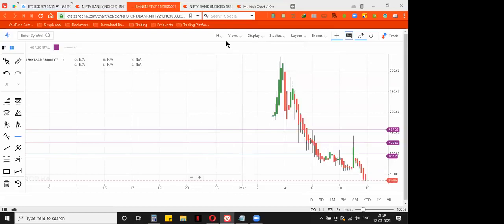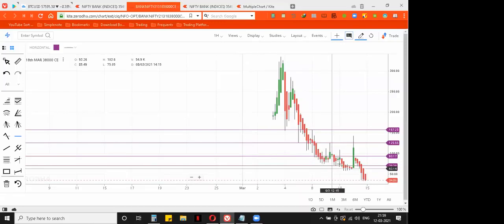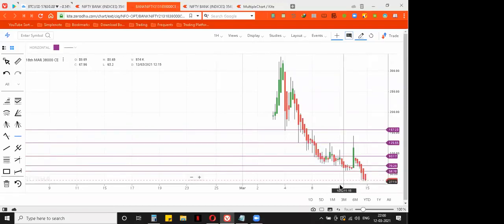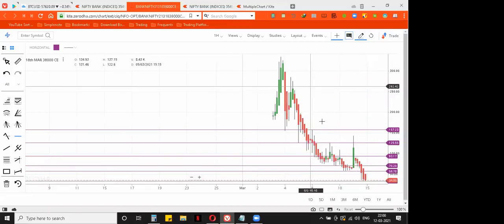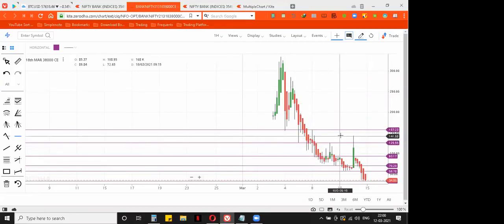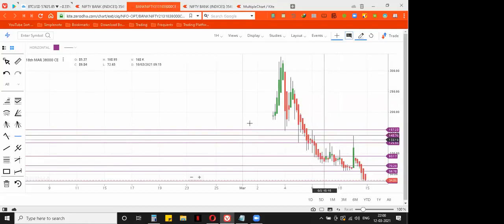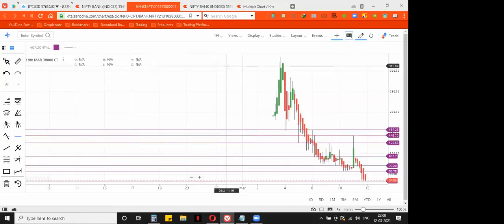I'm marking it on the option chart. So I have a resistance here, and down below, when it stopped forming a lower low, I mark a line which says it's a support. I keep doing that with all my HeikenAshi levels. The moment it stops forming a lower low, that area is a support for me. And the moment it stops forming a higher high, that area is a resistance for me.